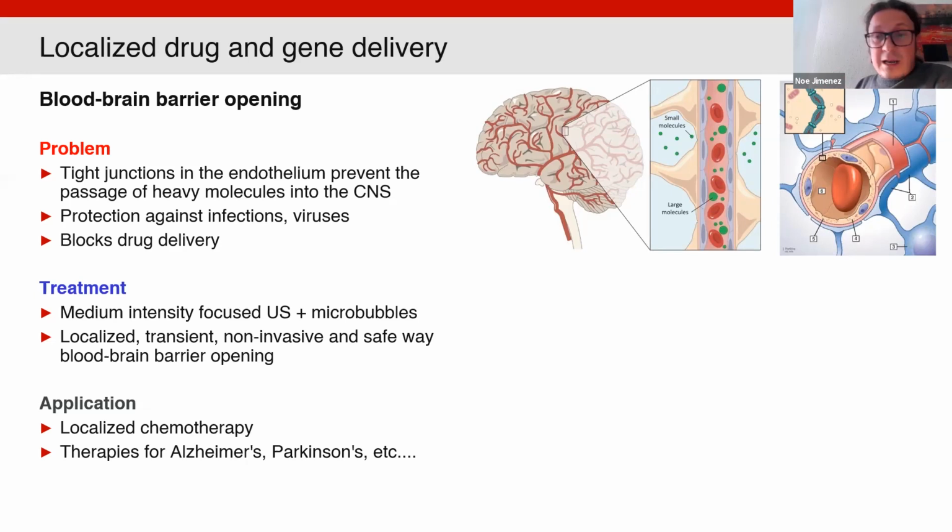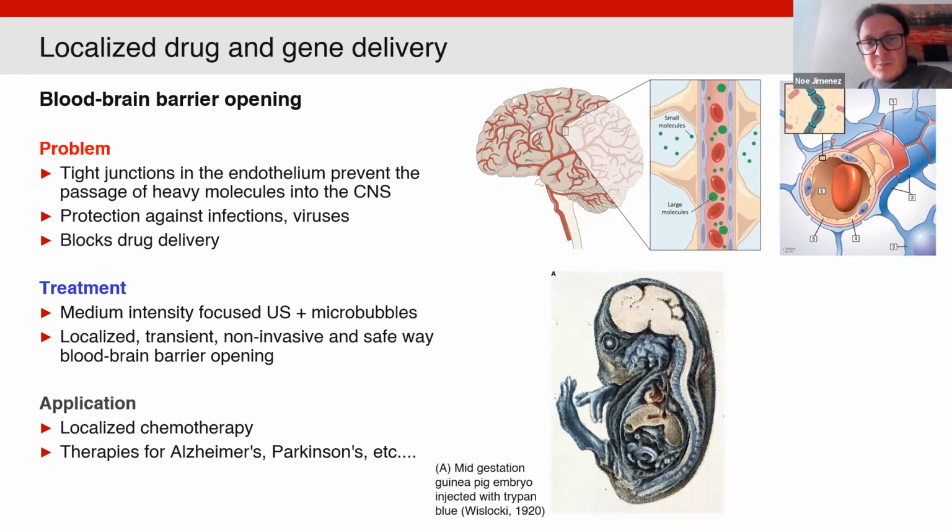Big molecules like drugs cannot pass, also dangerous molecules. But this means that even if we have some drug to treat Alzheimer's or Parkinson's or whatever disease, even if we have it, you cannot deliver it to the brain, and you cannot do it actually locally. So in this classical experiment, you inject some ink into an embryo, and what you get is that the whole mammal is inked.